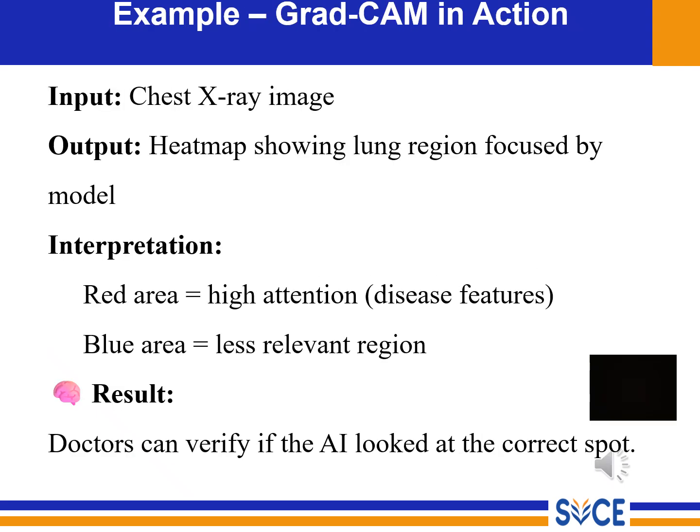So, an example of Grad-CAM in action. Let's take a medical example. Chest X-ray image. The AI predicts pneumonia. We apply Grad-CAM and see the bright patches over the lungs. Okay, great. It means the AI looked at the right spot. But what if the red area is around the hospital label in the corner? Then oops, the model is cheating, right? It learned the wrong shortcut.